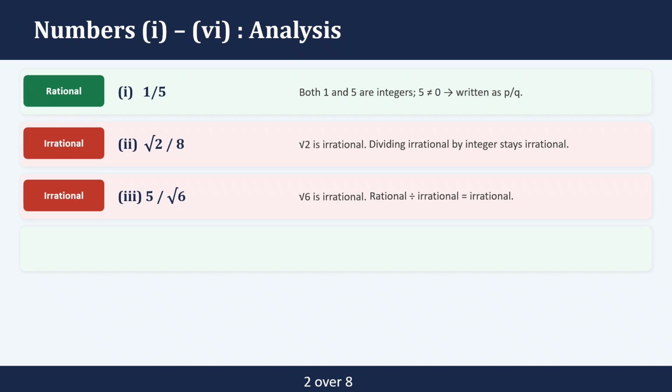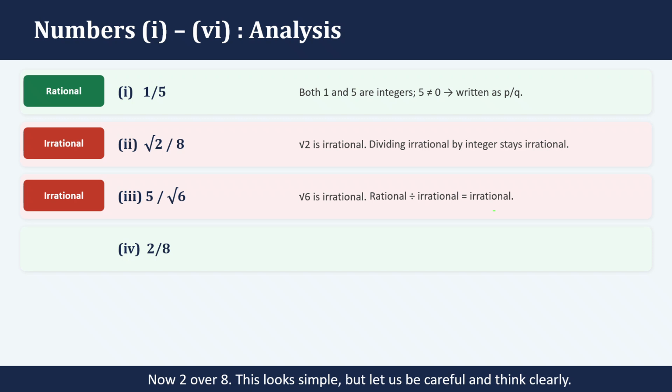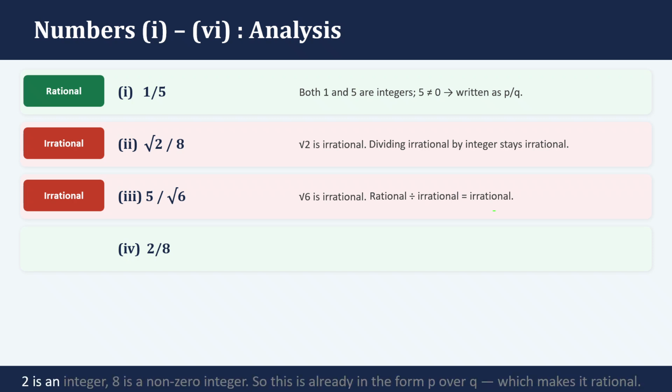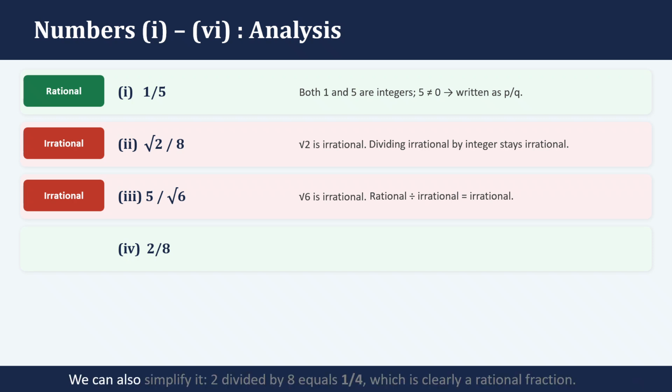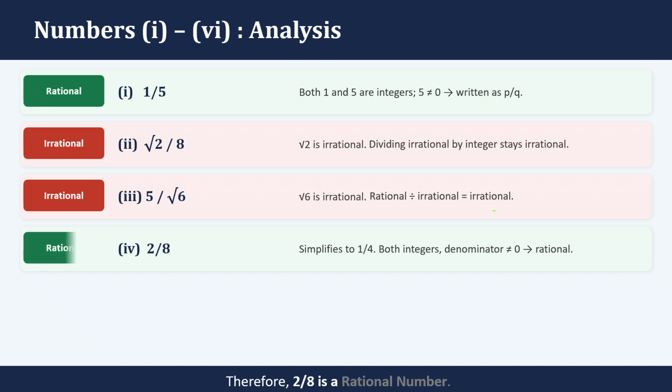2 over 8. Now, 2 over 8. This looks simple, but let us be careful and think clearly. 2 is an integer. 8 is a non-zero integer. So this is already in the form p over q, which makes it rational. We can also simplify it. 2 divided by 8 equals 1/4, which is clearly a rational fraction. Therefore, 2 over 8 is a rational number.